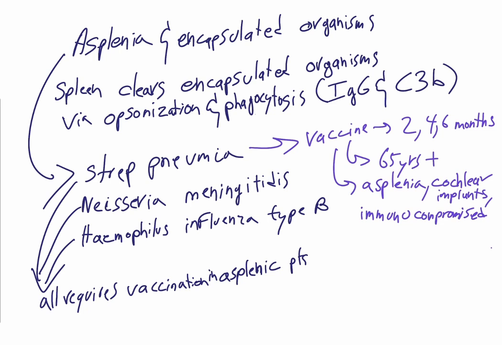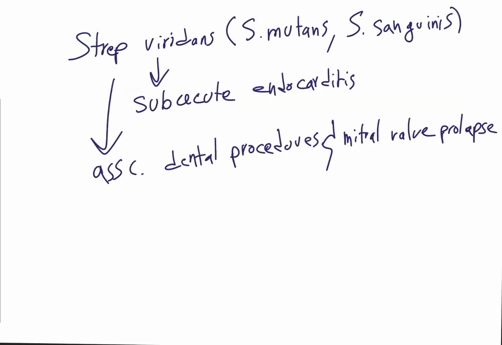It's also given in high-risk groups such as those who are asplenic, those who have cochlear implants, or those who are immunocompromised. As far as strep viridans, this is aka S. mutans, aka S. sanguinis. This causes subacute endocarditis. This is associated with dental procedures and mitral valve prolapse.